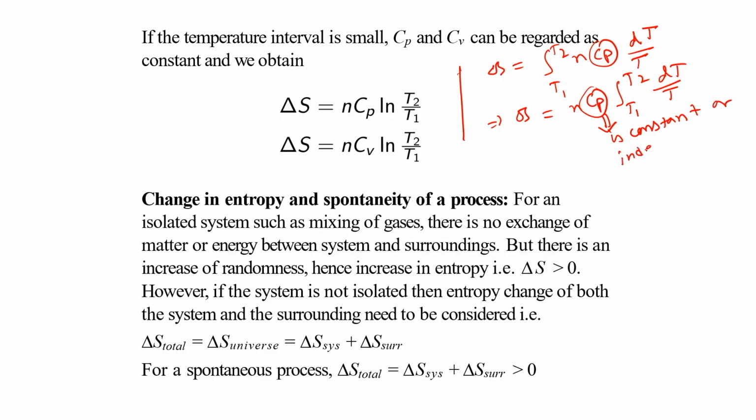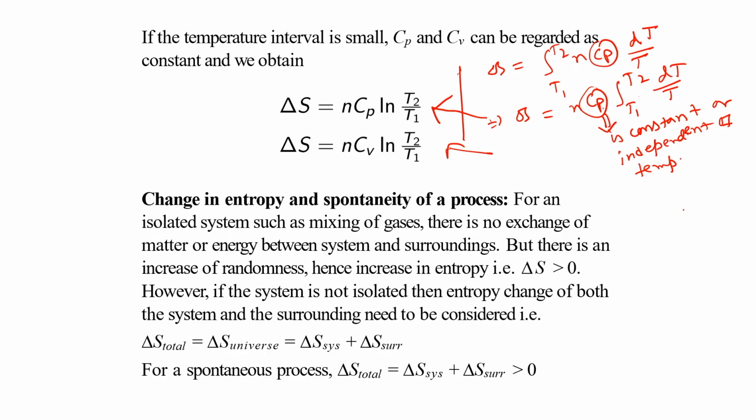If Cp is constant or independent of temperature, we can take Cp out of the integration sign and do the integration, and then we get this expression. But if Cp is a function of temperature, we cannot take Cp out of the integration sign. We have to use the expression of Cp in terms of T, and then do the integration. Similarly, we can get this expression for constant volume process: delta S is NCV ln T2 by T1.